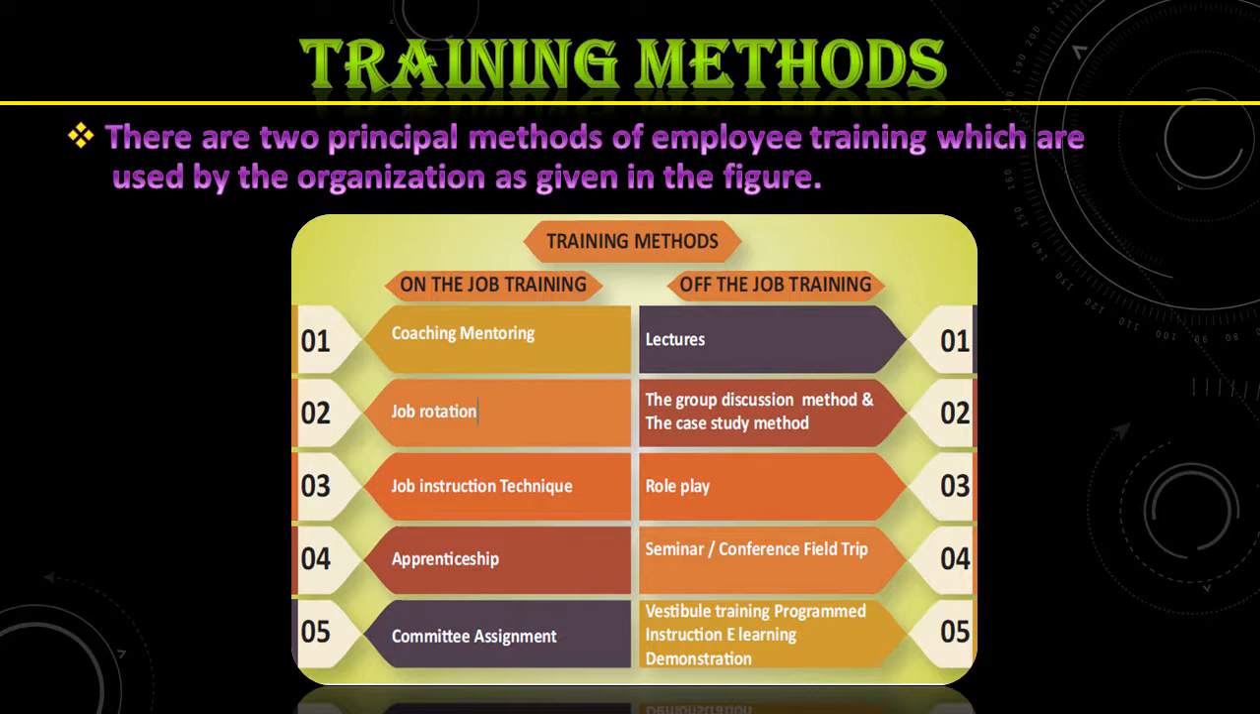What all will come under on the job training? Coaching, mentoring, job rotation, job instruction technique, apprenticeship, committee assignment. Off the job training includes lectures, group discussion method, case study method, role play method, seminar method, conference method, field trip method, vestibule training, programmed instruction, e-learning, demonstration, etc. Let us see one by one in detail.